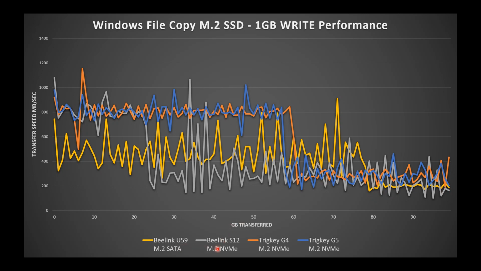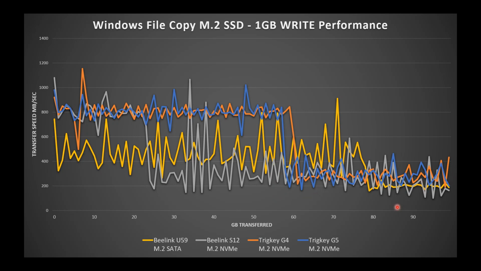Now compare that with the S12 and the Trigkey G4 and the Trigkey G5. Those all had the NVMe drives, although the S12 I believe did have the 256 gigabyte compared to the 512 gigabyte drives. And you can see here they all started at about 800 megabytes per second, although the Beelink S12 tended to drop down to about 200 to 300 megabytes per second after about 25 gigabytes written. And then the G4 and G5 tended to last about 60 gigabytes before dropping down to about 300 megabytes per second.